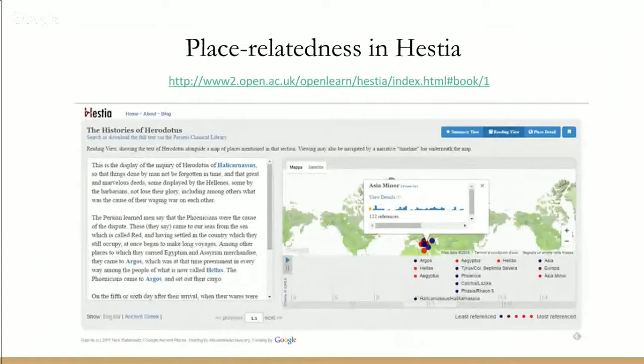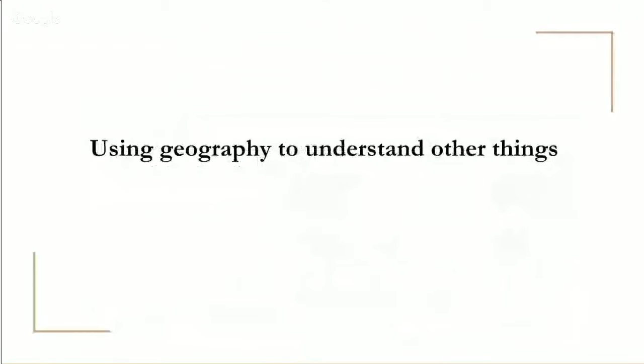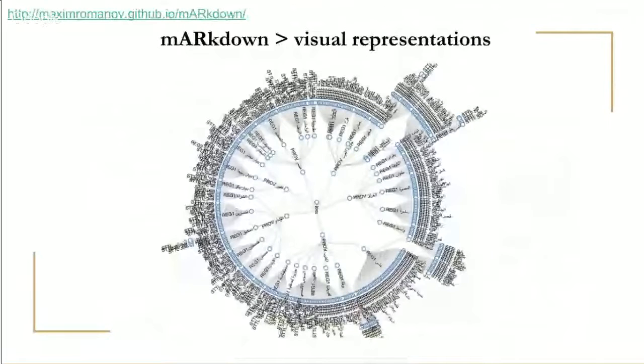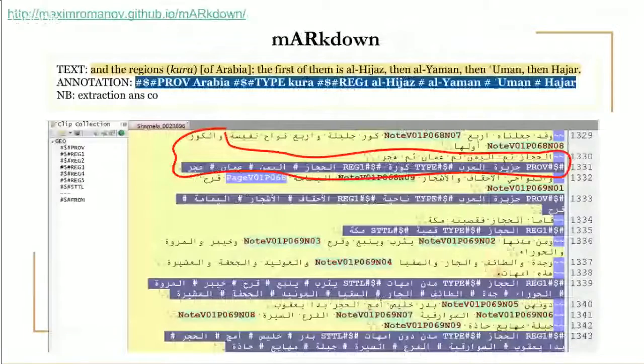Yeah, I have one question for Maxim. As for the annotations and markup, do you manually annotate place names in your text? Do you automatically annotate them? How do you work on them?